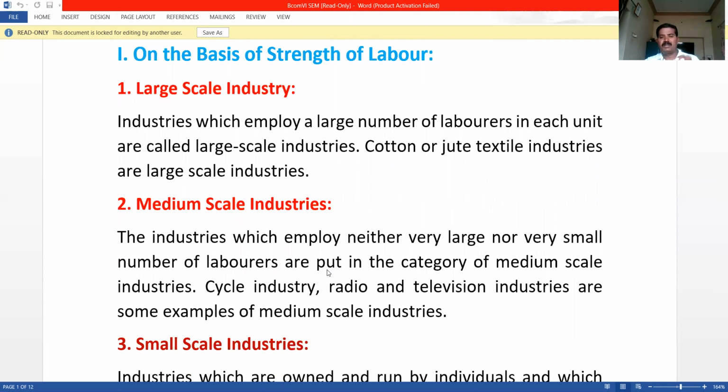Large scale industry: industries which employ a large number of laborers in each unit are also called large scale industries, for example cotton or jute textile industries, etc.